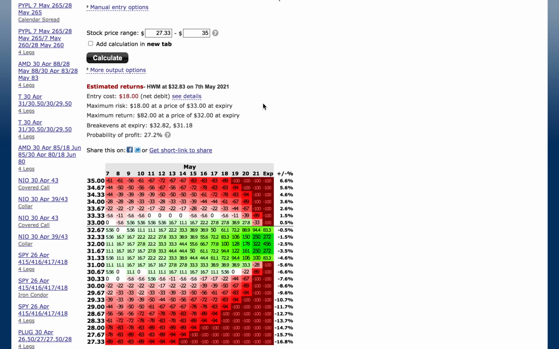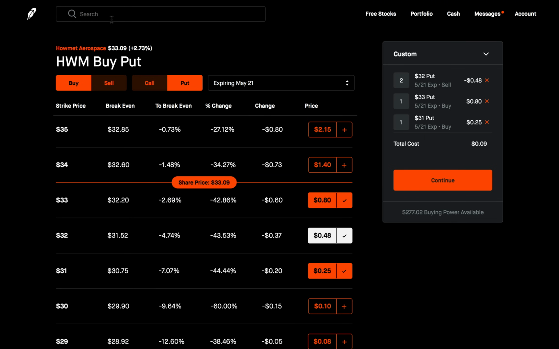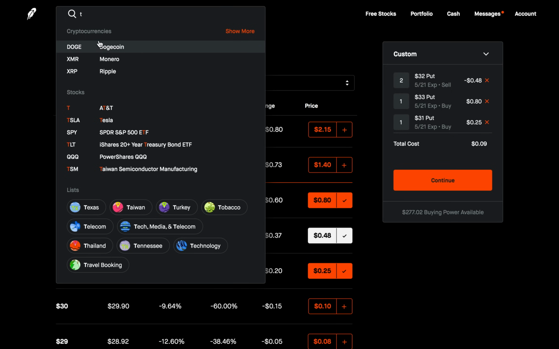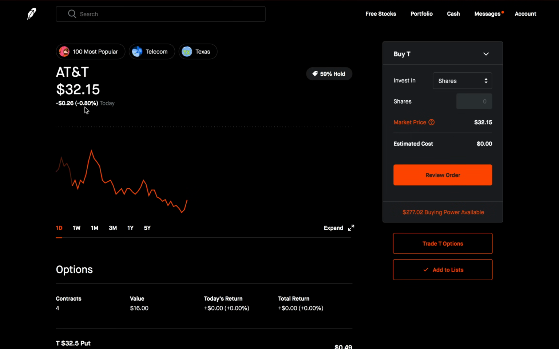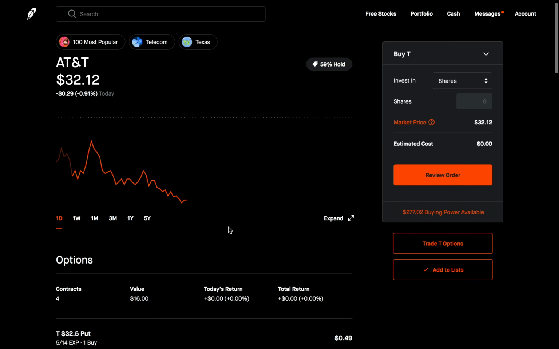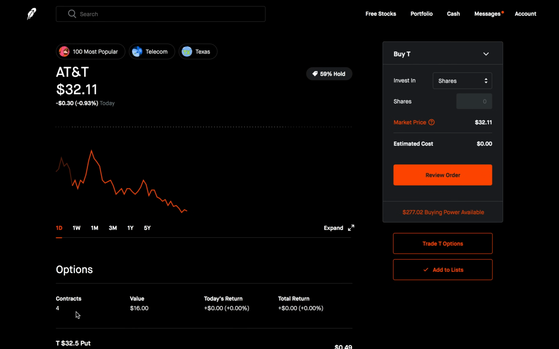And so I did mention I actually entered one today, and I actually did that on AT&T. So I'll just show you that here very quickly. So as you can see, here's my AT&T one. 4 contracts, guys. It cost me $16, so I'm looking to potentially make a $34 profit if this all goes correctly, which would be a 213% return. This expires next week. So I will update you guys next week on how this trade goes for me.